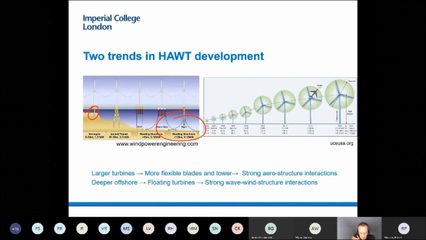Let me put the second cartoon together on this one. The second trend which is happening simultaneously is this plot I have on the right. This is the size of wind turbines with time. The current largest wind turbine is the one I told you about, the GE wind turbine. There's a similar one coming from Siemens. This typically is about 200 meters, 250 meters, as you see down here in terms of dimensions.